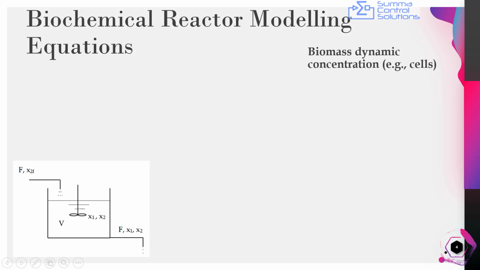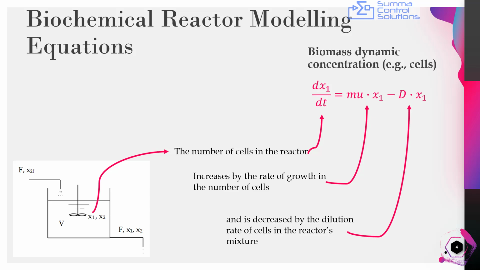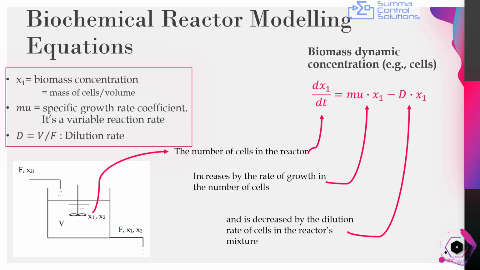The first equation models the dynamic behavior of the biomass concentration, namely the cells in the fermentation process. This is the differential equation, and we can see that the number of cells in the reactor can be either increased or decreased. They are increased by the rate of growth in the number of cells in the reactor and decreased by the dilution rate of the cells in the reactor's mixture. These are the formal definitions of those variables.